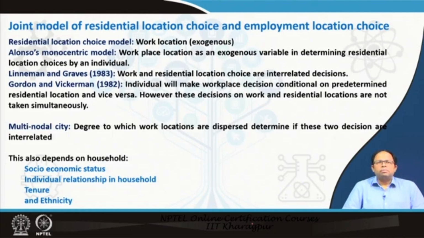In a multinodal city, where work locations and residential locations are all spread out and intermixed, the degree to which work locations are dispersed determines if these two decisions are interrelated. That means, if there are lots of job opportunities in every area, then people may choose a location and job simultaneously, or their residential location may be chosen based on jobs, or vice versa. The more the spread, the more the chance that this decision would be taken jointly. In addition, these decisions also depend on household characteristics such as socio-economic status of the household, individual relationships within the household, ethnicity of the household, and also on what kind of tenure choice they are looking for, which may influence their residential location and employment location. So, all this could be jointly modeled as well.